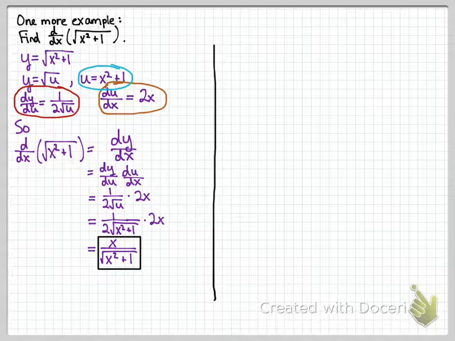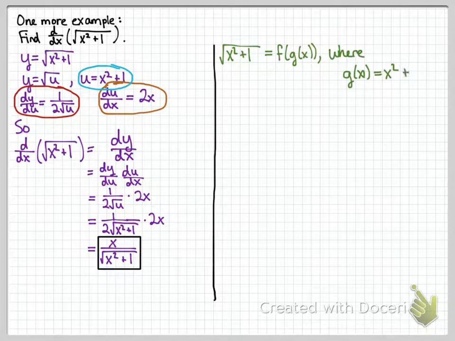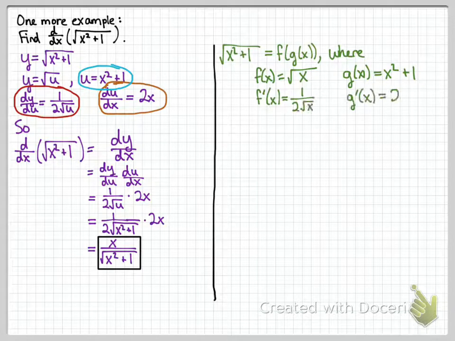Okay, now let's do the same thing but using function notation. So the thing I want to take the derivative of is the square root of x squared plus 1, and I want to think of that as f of g of x. So the inside function, g of x, is x squared plus 1. The outside function, f of x, is the square root of x. And if you compose them, you do get the square root of x squared plus 1. Take their derivatives.